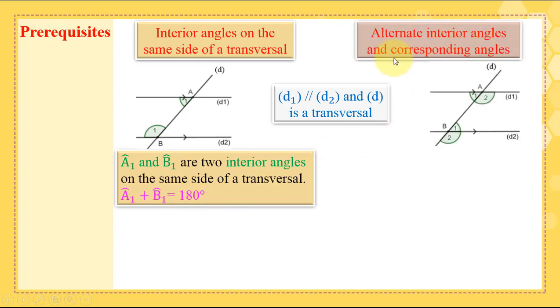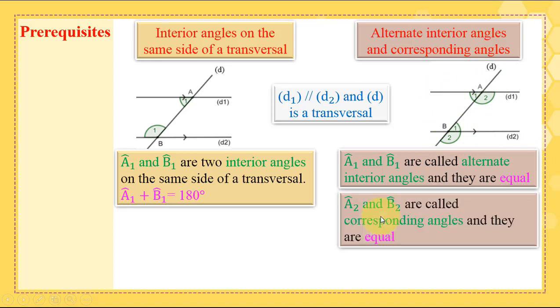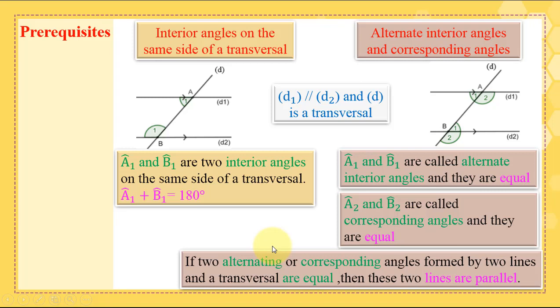Also, alternate interior angles and corresponding angles are formed. Angle A1 and angle B1 make the shape of C. They are called alternate interior angles and they are equal. Angles A2 and B2 make the shape of F and also they are equal. They are called corresponding angles. Conversely, if two alternate or corresponding angles formed by two lines and a transversal are equal, then these two lines are parallel.